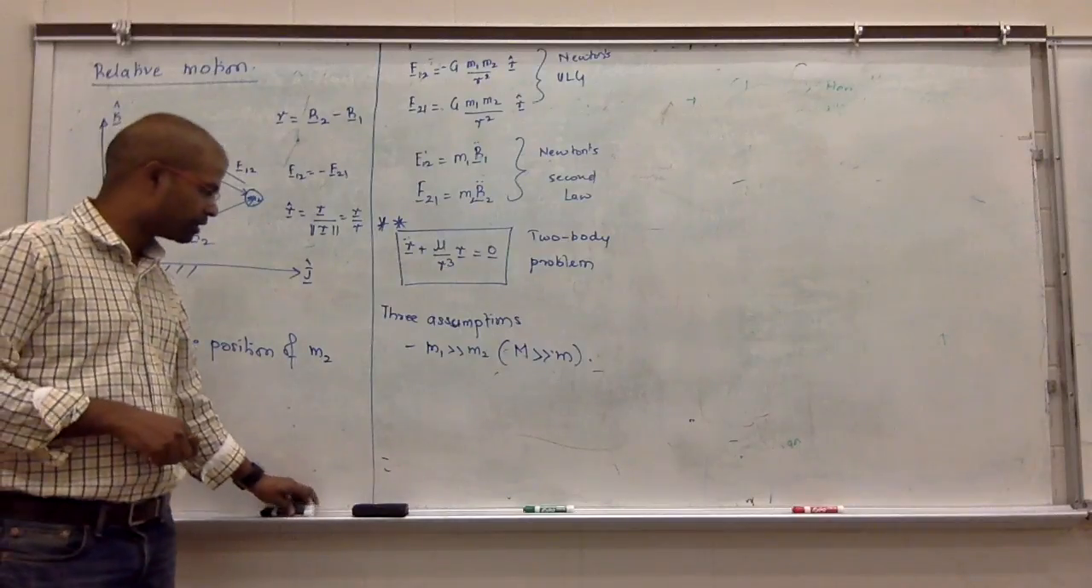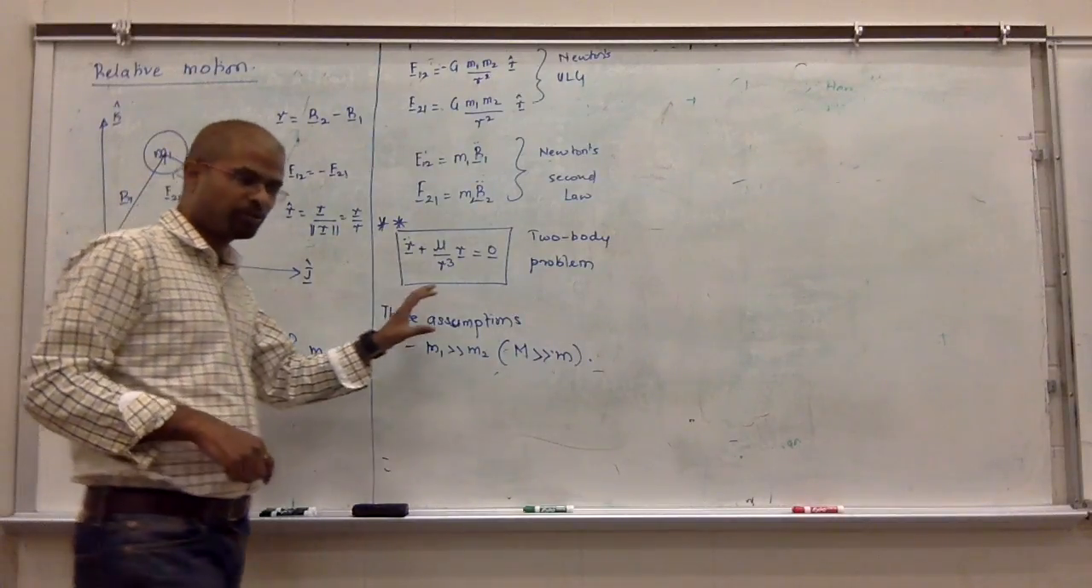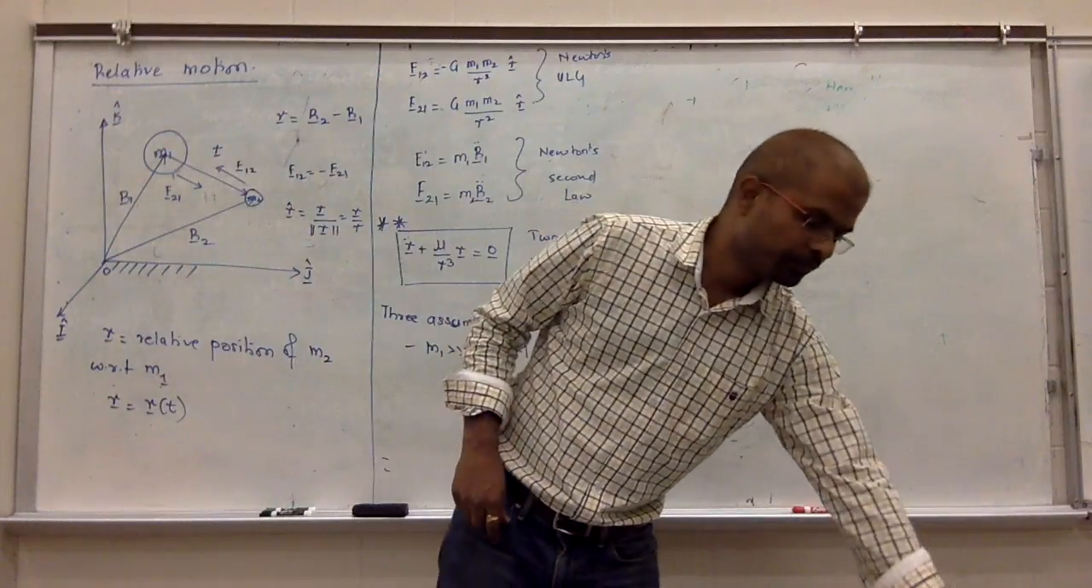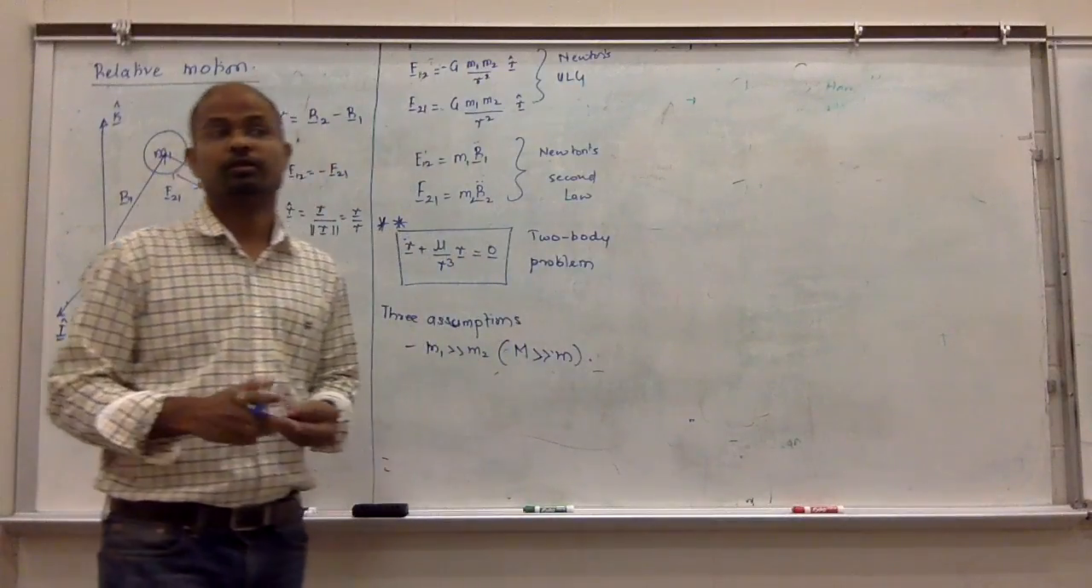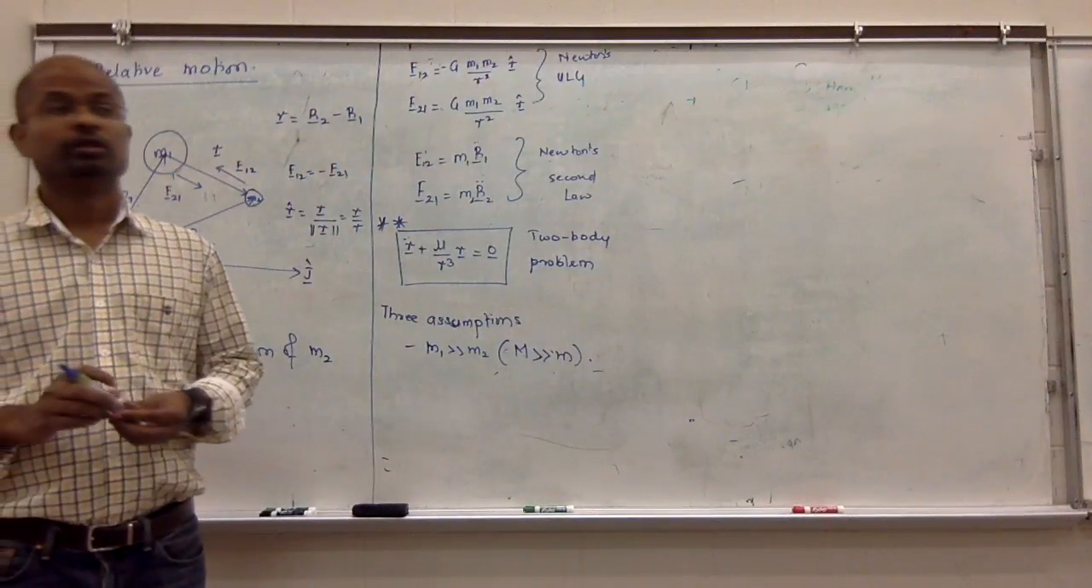Okay? So this is one of the assumptions. This assumption makes sense? So how large is Jupiter in comparison to the Sun? How large is Jupiter in comparison to the Sun?